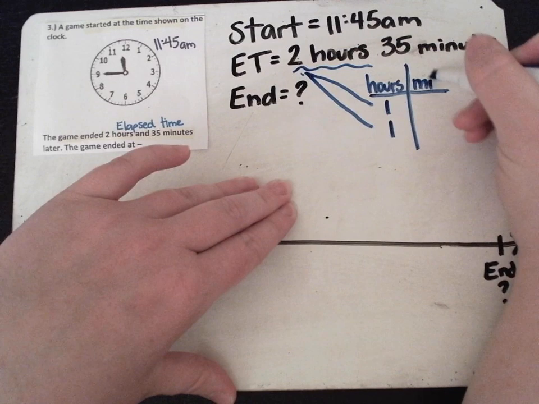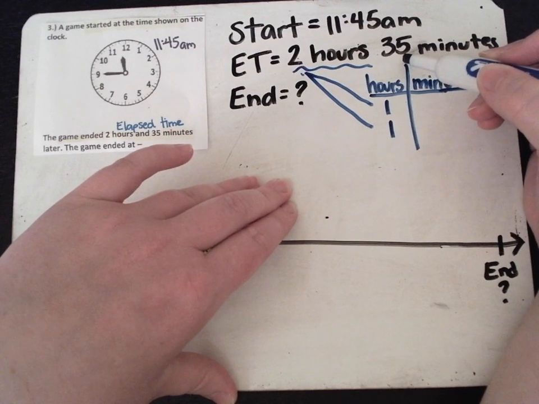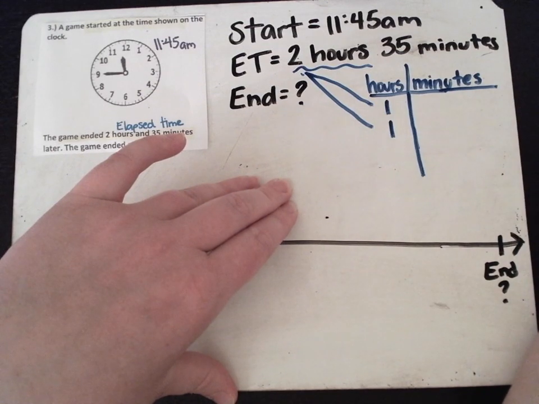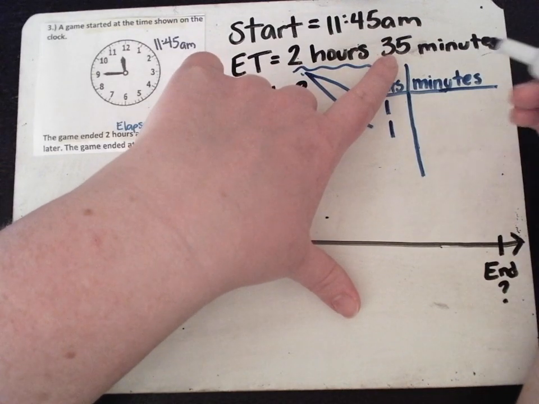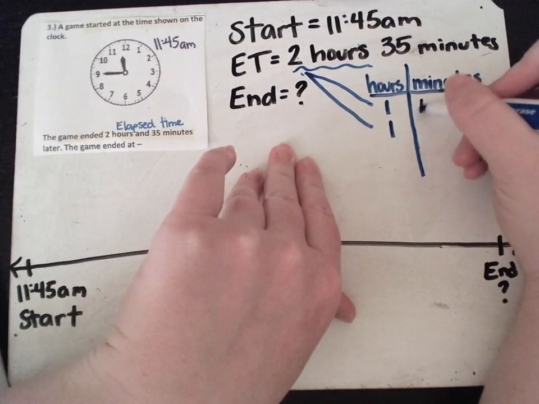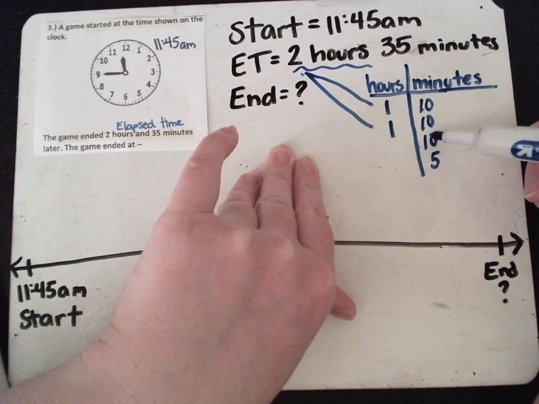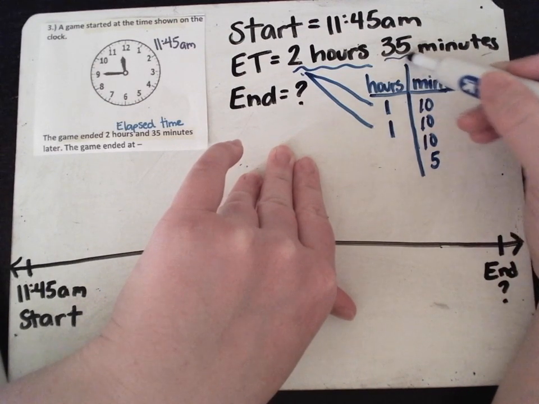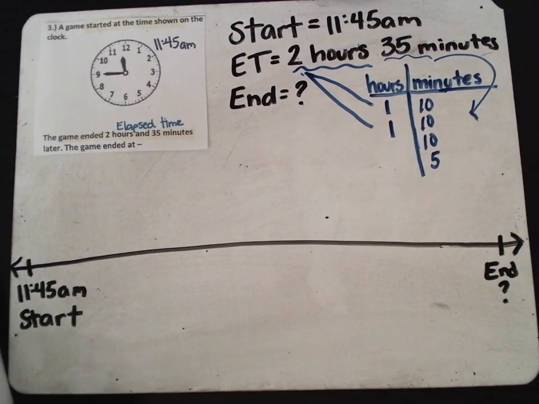And then on the right, I'm going to have the minutes. And all I'm doing is breaking this 35 minutes into smaller increments that are easier to work with. It's always easier when you're doing time to work with 5 minutes and 10 minutes or even 1 minute increments. So I can split it up and make it 3 10 minutes and a 5 minutes. So 10 plus 10 plus 10 gives you 30, plus 5 minutes brings you to 35. So it's still the same amount of time, just broken into smaller chunks, so it's easier to do on my line. Okay, now I'm going to go ahead and get started with my line.